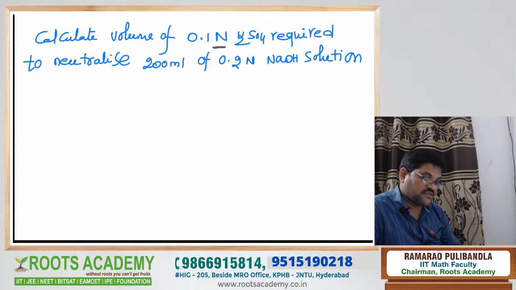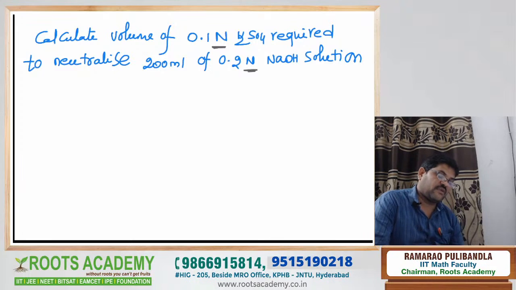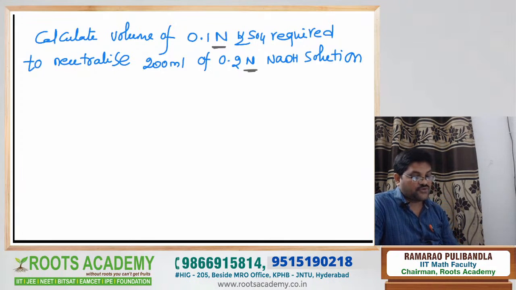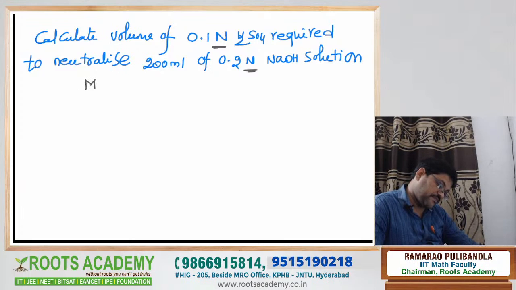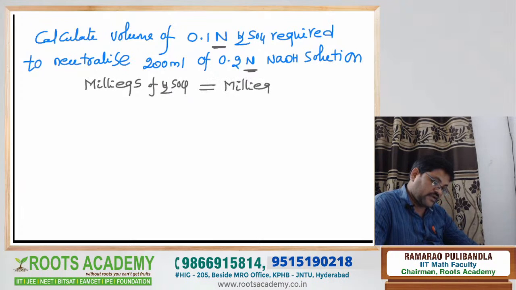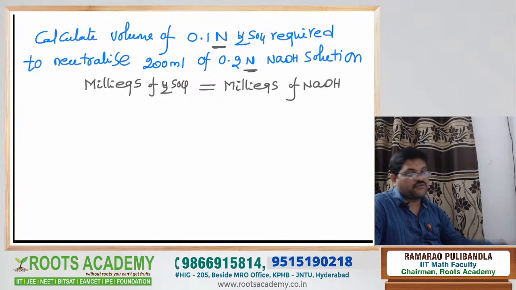So this N means normality. Again, N means what? Normality. Simple formula. So in the question, the normality is there. What is the formula? Milli equivalence of H2SO4 is equal to milli equivalence of NaOH. Tell me what I am saying. Milli equivalence of H2SO4 is equal to milli equivalence of what? Milli equivalence of NaOH.